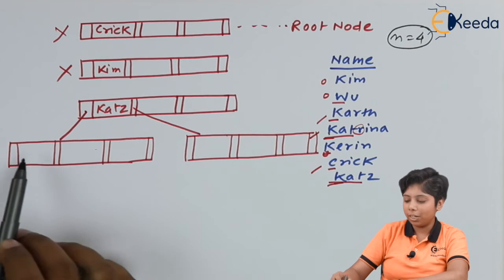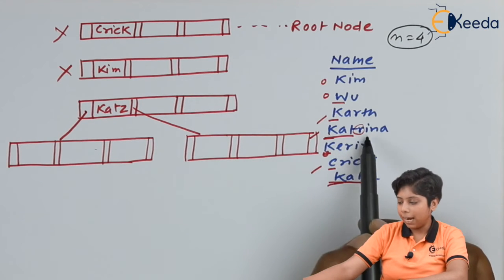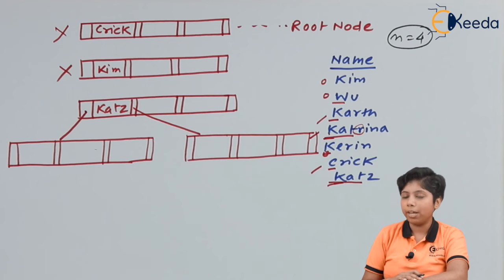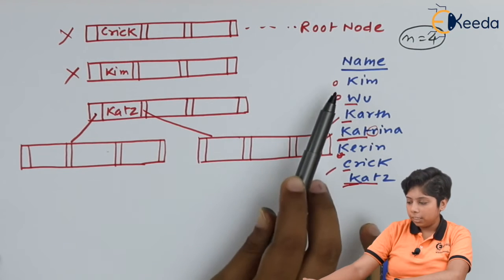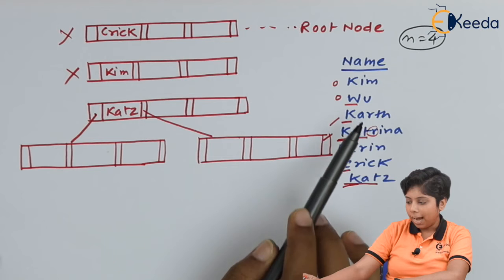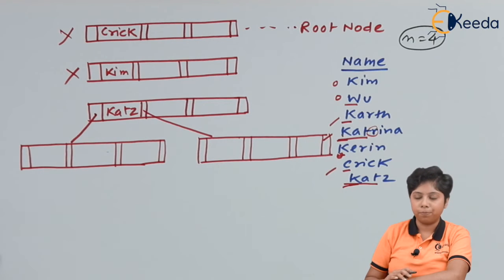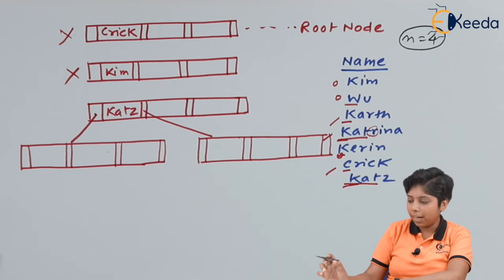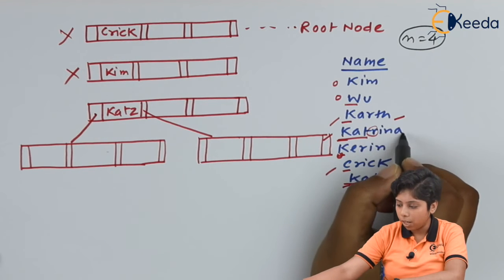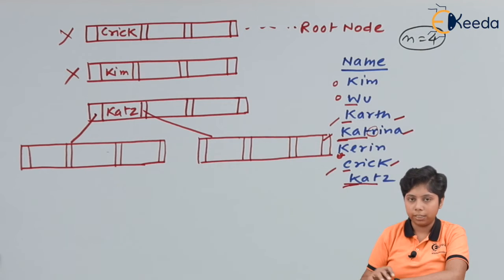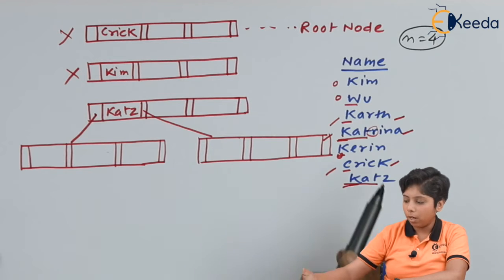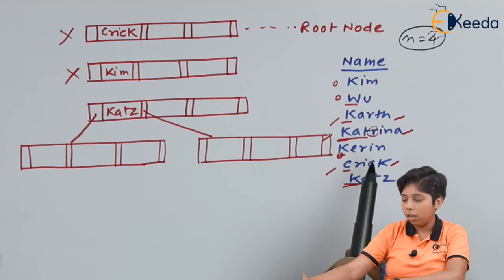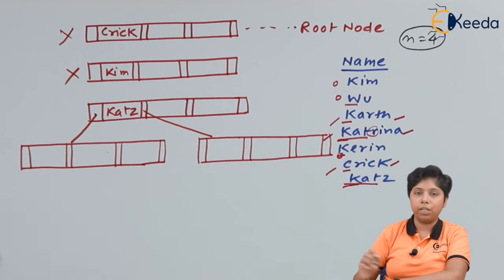So we can accommodate this tree here. But let us see if we can accommodate Kurt, Katrina and Creek in this way. On the left of Cats, what we have? We have Kurt, Katrina and Creek, so we can accommodate Kurt, Katrina and Creek. But in the right one, we have Kim, Wu, Karin, so we cannot have them inside this tree.